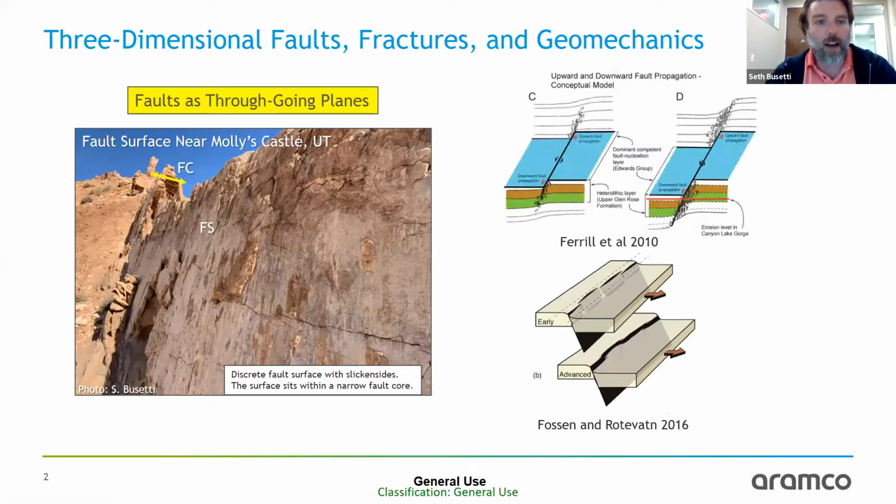On the left is a picture of what we might think of as a typical fault. This one is near Molly's Castle, Utah. It's a fault plane. There's a finite height, there's a finite width, which would be the fault core. And if you get up on the fault, you'll see slickensides, which give you a sense of the offset. You can trek around these things and see their limits and what their three-dimensional expression is. This is typically what we think of in fault space. It's just that through-going plane perspective.